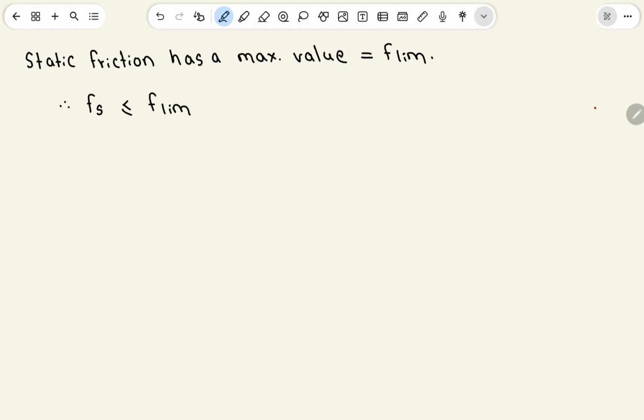To move further in the derivation, we use the fact that the static friction has a maximum value, and we call it the limiting value of the friction. So whatever static force is acting between the wall and the vehicle, it must be less than or equal to limiting friction. And we know that the limiting friction has a formula μs into N. Therefore, whatever friction force is acting between the vehicle and the wall, it must be less than or equal to μs into N.